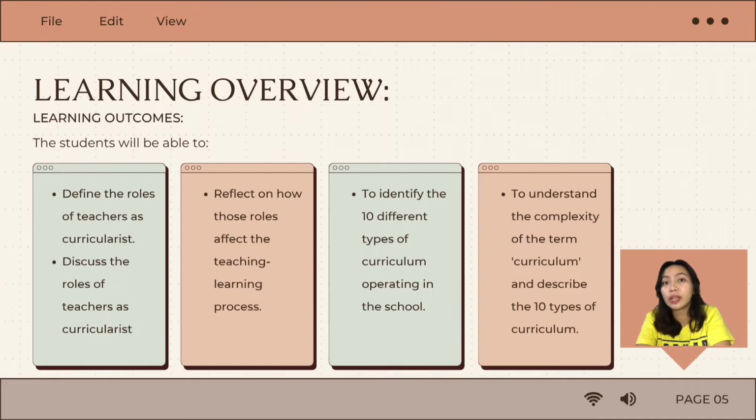The learning overview of this curricula is that the students will be able to define the roles of teachers as curricularists, discuss the roles of teachers as curricularists, reflect on how those roles affect the teaching learning process, identify the 10 different types of curriculum operating in the school, and understand the complexity of the term curriculum and describe the 10 types of curriculum.